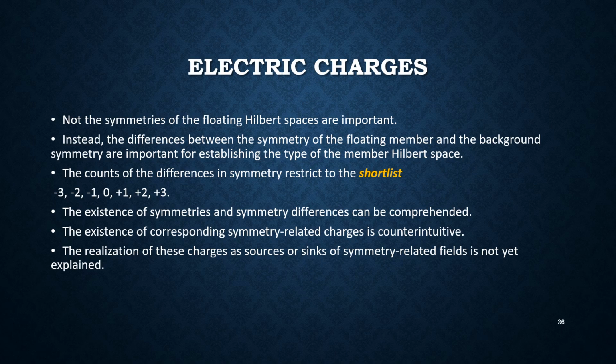Not the symmetries of the floating Hilbert spaces are important. Instead, the differences between the symmetry of the floating member and the background symmetry are important for establishing the type of the member Hilbert space. The counts of the differences in symmetry restrict to the short list: -3, -2, -1, 0, +1, +2, +3.